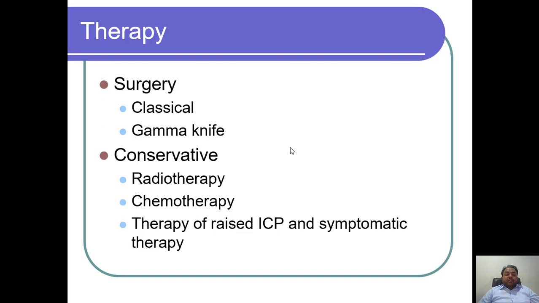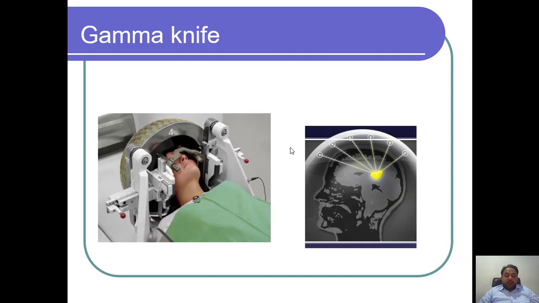Then gamma knife surgery is very common these days and has lesser side effects. I will show you the example here. In gamma knife surgery, if for example there is a tumor over here, then radiations are focused from all directions over this tumor, instead of classical radiotherapy, in which the whole of the brain is exposed to the radiations from all around, leading to different side effects, radiation necrosis and others. Gamma knife has lesser side effects as compared to the classical radiations.